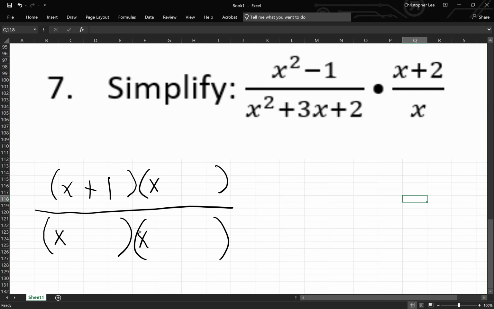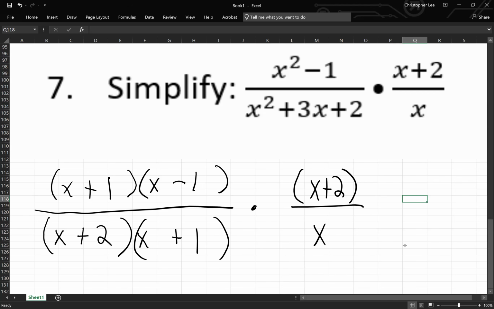Then two numbers that multiply to give me 2, and two numbers that add give me 2 and 1. I'm not done with the top. Negative 1, very good. What about the bottom? I need two numbers that multiply to give me 2, and when I add them together, give me 3. Is it positive or negative? Very good.